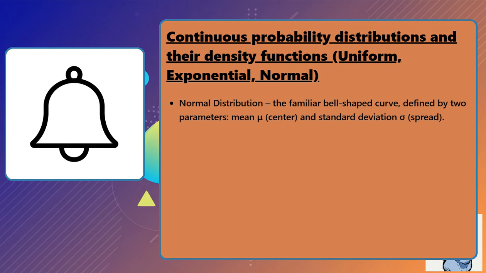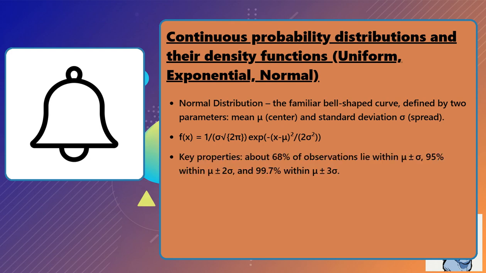Normal distribution, the familiar bell-shaped curve defined by two parameters, mean mu (center) and standard deviation sigma (spread). f(x) = 1 divided by (sigma times square root of 2 pi) times exp of negative (x minus mu) squared divided by (2 sigma squared). Key properties. About 68% of observations lie within mu plus or minus sigma, 95% within mu plus or minus 2 sigma, and 99.7% within mu plus or minus 3 sigma.